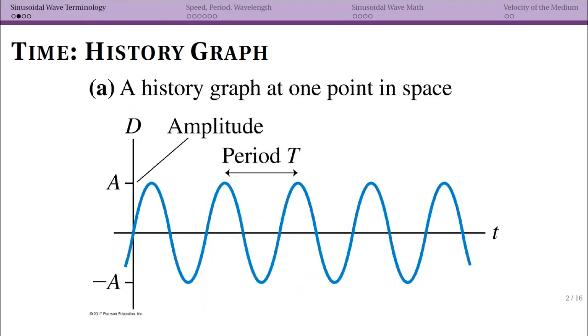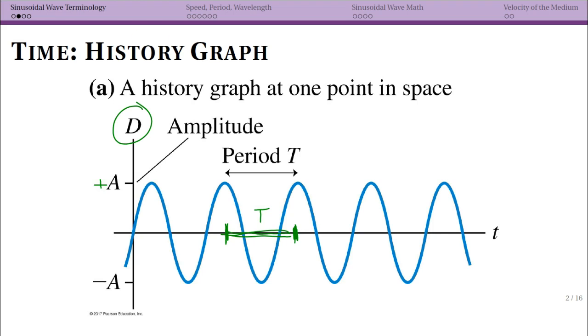When we have a history graph, that means that we're looking at one point in space, but we're looking at many different times. So D here represents displacement. Again, right now we're talking very generally. We're not talking about what type of wave we're looking at, which is why we call this D. So this is going to be displacement, where that could be electric field strength, that could be sound pressure, that could be light intensity, lots of different things, but we're going to keep it general. Amplitude is going to be A, and notice that we have positive A and negative A. Period T is the amount of time that it takes to go between two peaks.